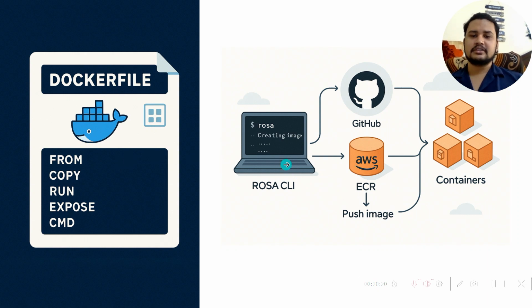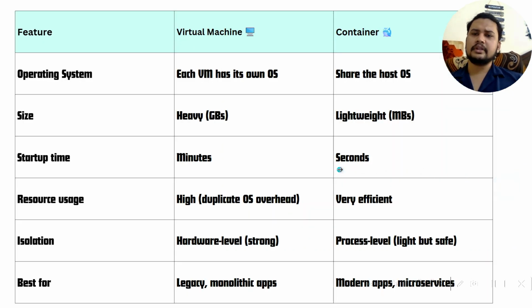Let's consider this as a ROSA CLI. It's talking to GitHub, where the source code is stored, and it builds the image and stores it on ECR, and with the help of the ECR image, it builds the containers. This is a basic example of how it works in the background.